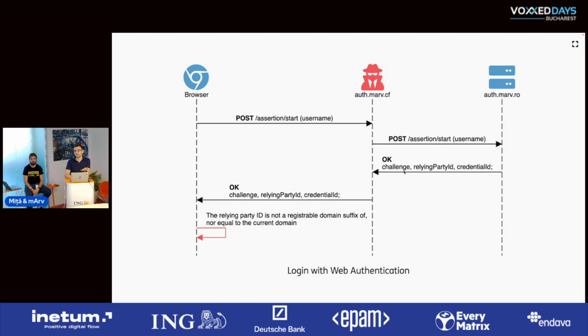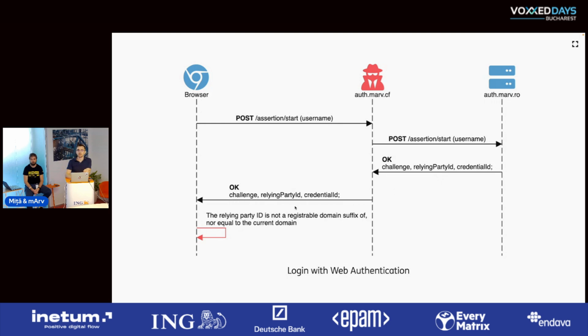And the evil machine now has two options: either keep the challenge and keep the metadata, everything unchanged. And in this situation, the browser will see that, hey, this user connected to this domain is trying to authenticate on the other domain. So the browser will stop the authentication process with an error message. The relying party ID is not a registrable domain suffix of, or not equal to the current domain, basically stopping the authentication attempt.